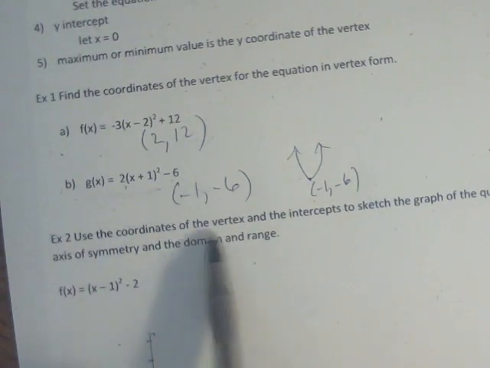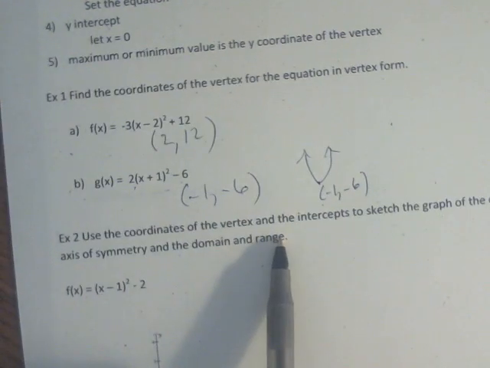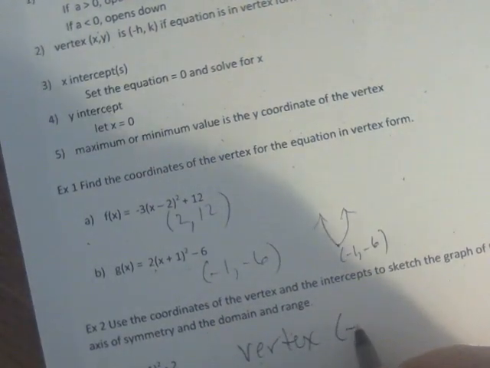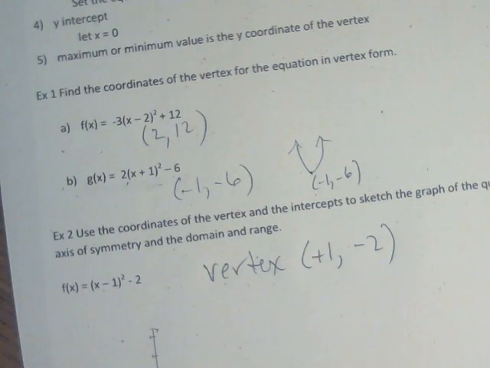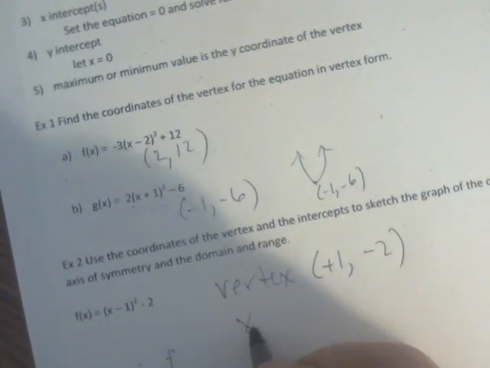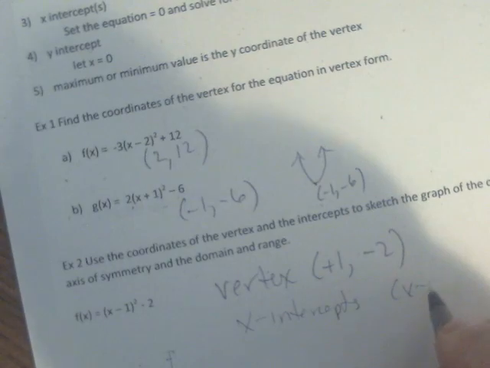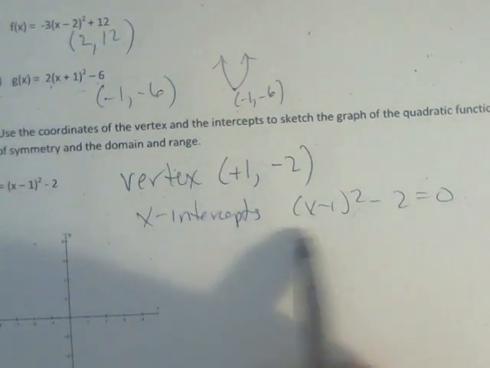Now, if we have an equation in vertex form, we want to find the coordinates of the vertex, the intercepts, sketch the graph, and we want to identify the axis of symmetry and the domain and range. Okay, so let's first of all look at the vertex. And it is the opposite of h and k. So my vertex is positive 1, negative 2. X-intercepts. So I'm going to set the equation equal to 0. Solve for x.